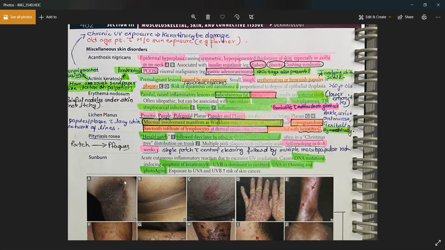Okay, so you will get a very hyperpigmented, thickened, plaque-like thing on the skin folds, and you will also get skin tags on these areas. So this is acanthosis nigricans. Any doubt?